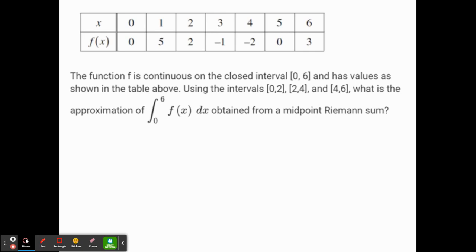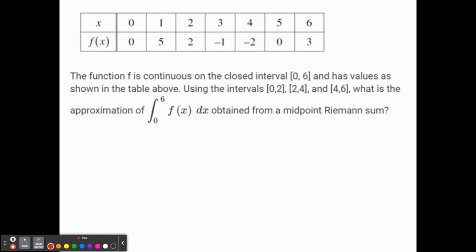Function f is continuous on the interval 0 to 6 and has values as shown in the table above. Using the intervals 0 to 2, 2 to 4, and 4 to 6, what is the approximation of the definite integral from 0 to 6 of f of x with respect to x obtained from a midpoint Riemann sum?